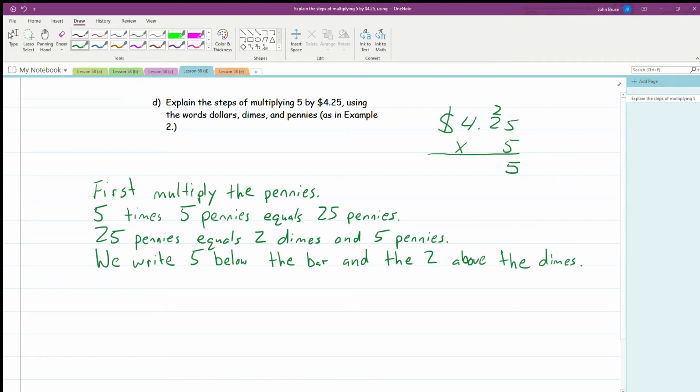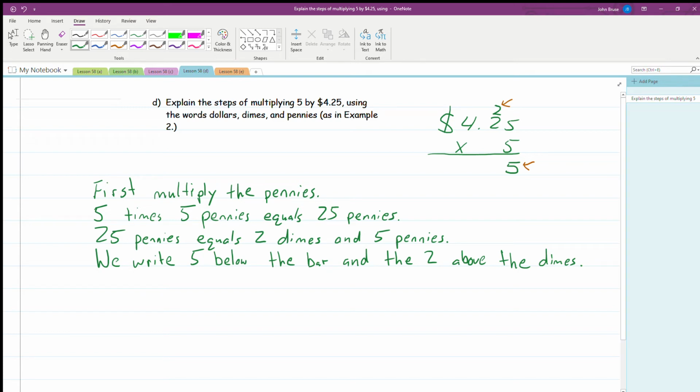So that's what we did up here. We put the 5 below the bar, and we put the 2 above the dimes column. So this is our dimes column. Okay, and then I'm going back to example 2 on page 372, and it says next we multiply the dimes. So we're going to do that.